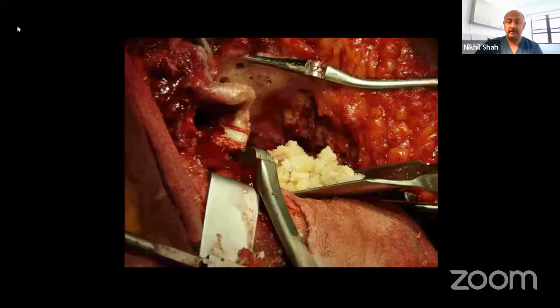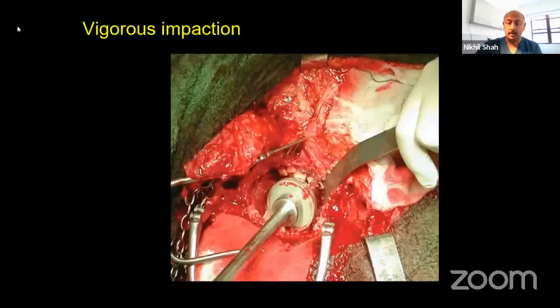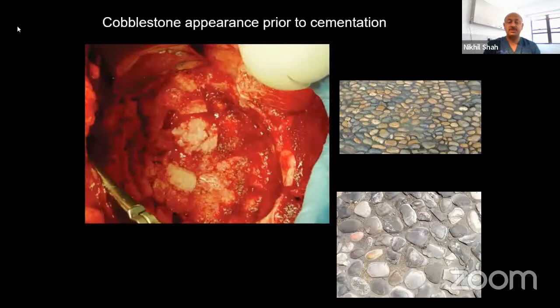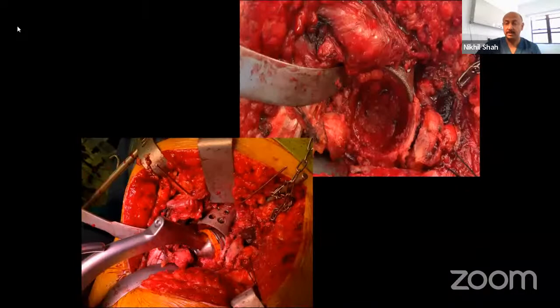And that's a bone defect within the acetabulum. You can fill the bone graft over there. And then these are impactors of various different sizes. The impaction has to be fairly vigorous. Obviously not so vigorous that you break the acetabulum, but vigorous enough that you get a stable construct. And once you have finished the impaction, you get this appearance of a cobblestone before you can cement in. This is a stable cobblestone appearance into which you can perform your cementation.